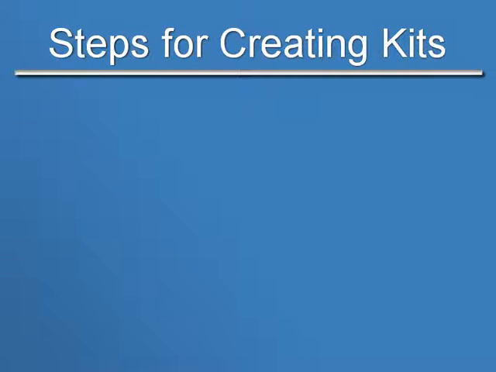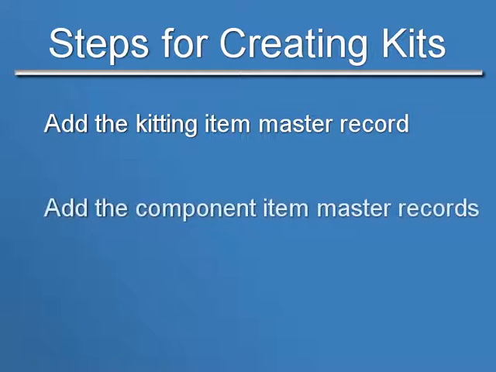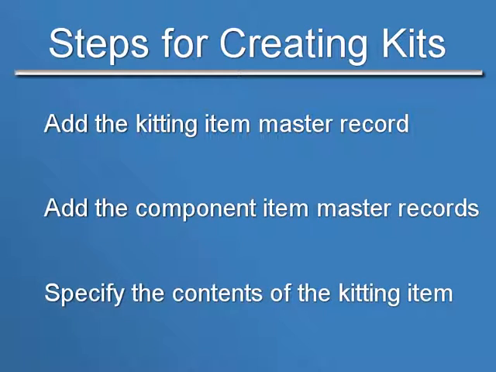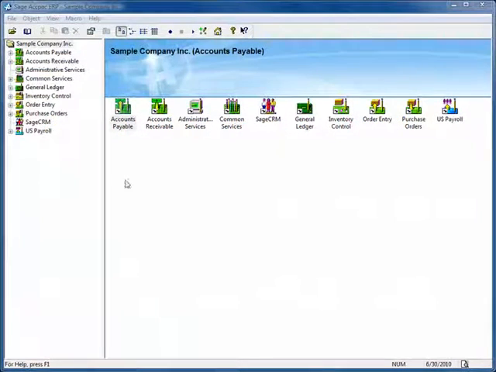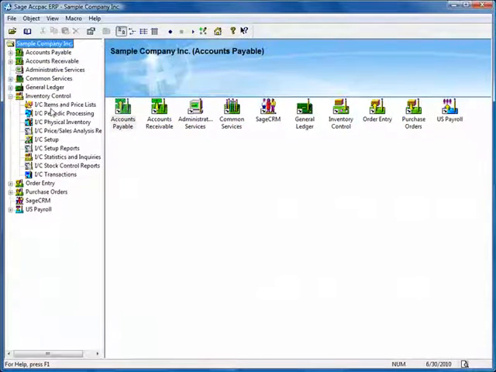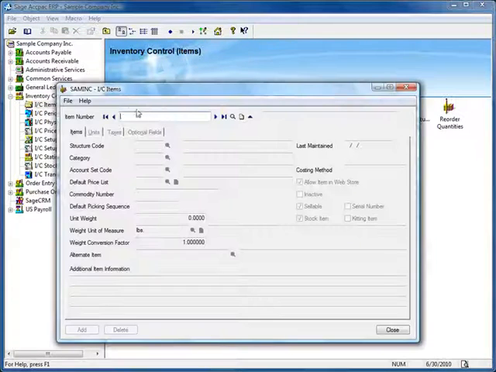There are three steps to creating a kit. First, you add the kitting item master record. Then you add the component items. And lastly, you specify the contents of the kitting item. So let's start by adding the kitting item master record. To do this, we'll go to Inventory Control, IC Items and Price Lists, and open the item master form.